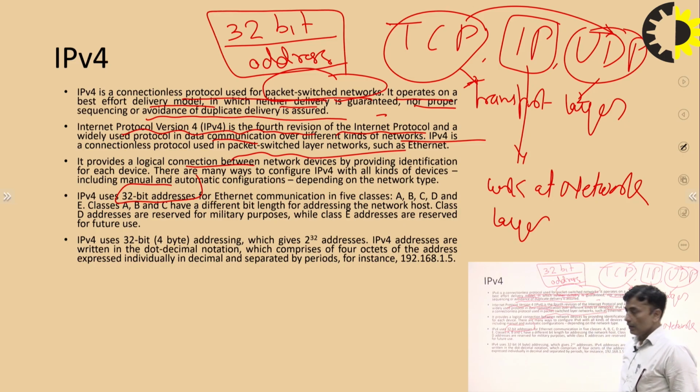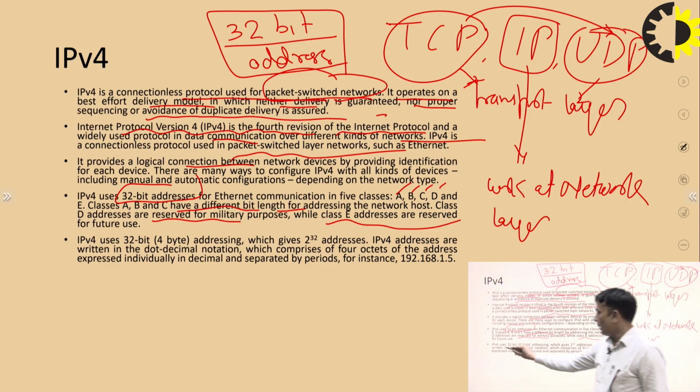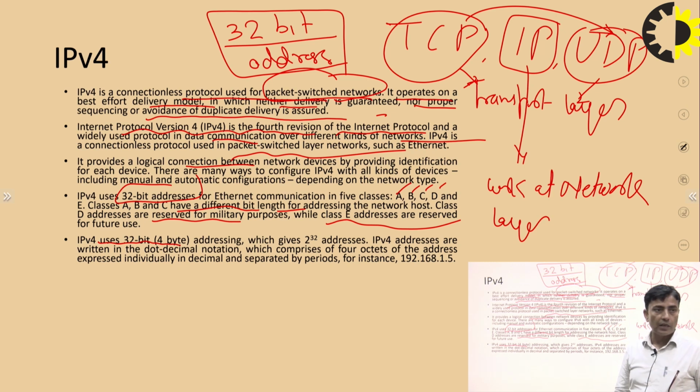These IP addresses are divided into a number of classes, basically 5 classes: A, B, C, D and E. Classes A, B, C have different bit lengths for addressing the network and host. Class D addresses are reserved for military purposes, while class E addresses are reserved for future use. This is the specification of ABC. ABC is used by most people, D is for military purposes, and E for future use.